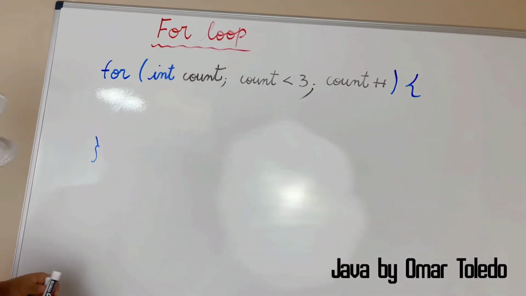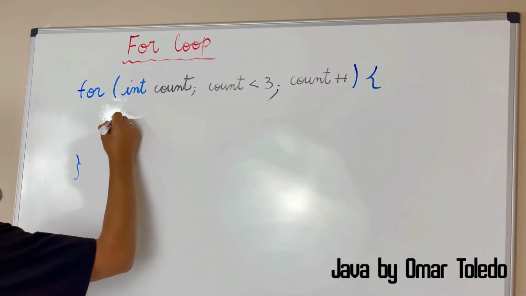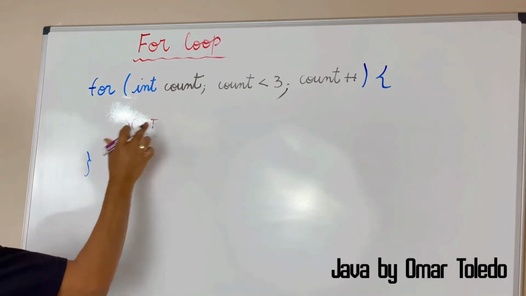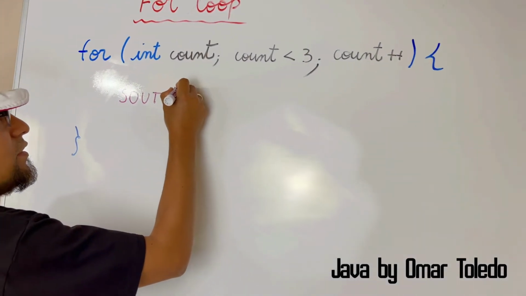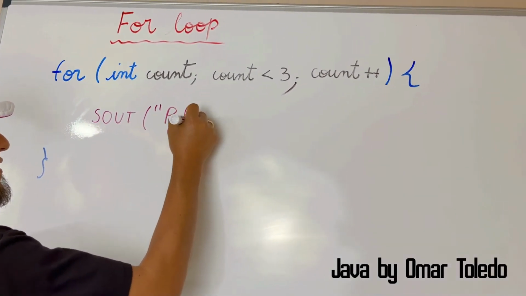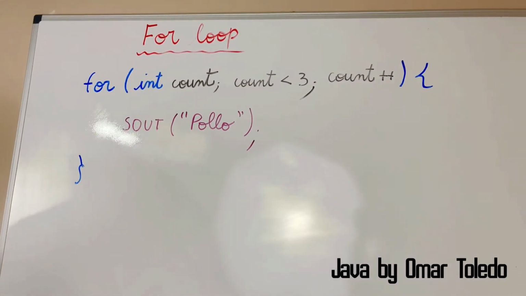Let's do something fun here. So let's use the System.out, remember? So System.out.println, and here inside the parentheses, let's write, for example, pollo. Everyone knows what pollo is, right? Okay, let's have fun.